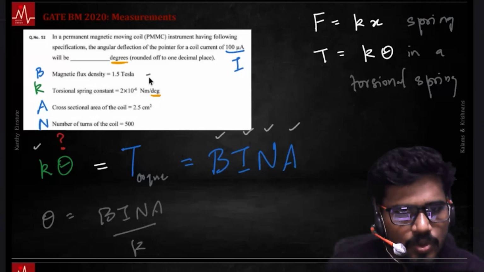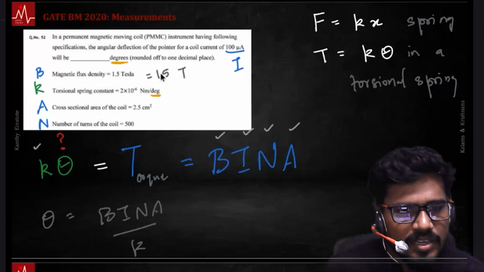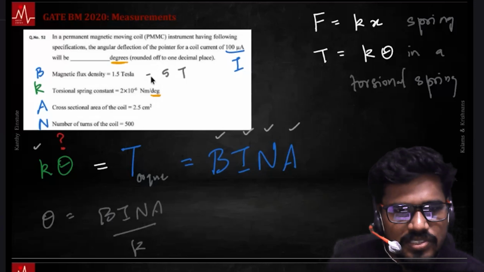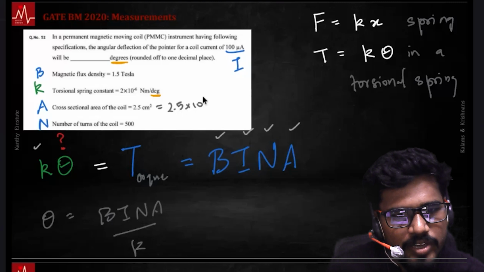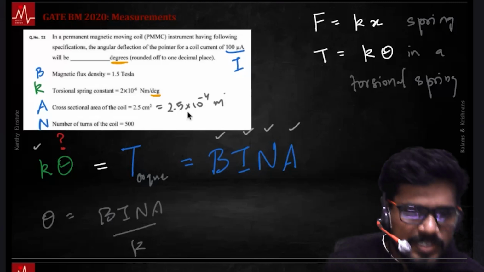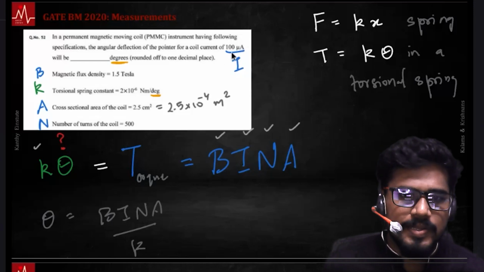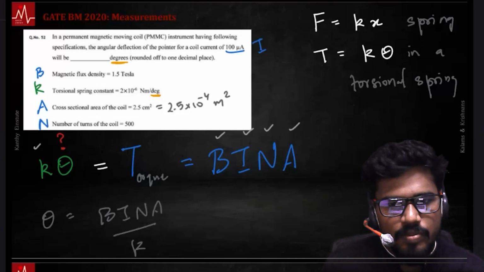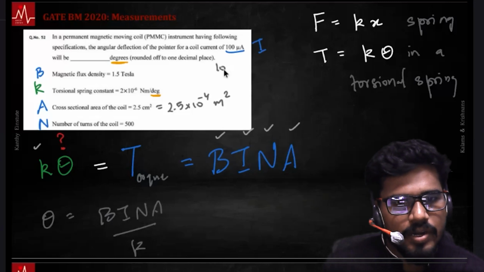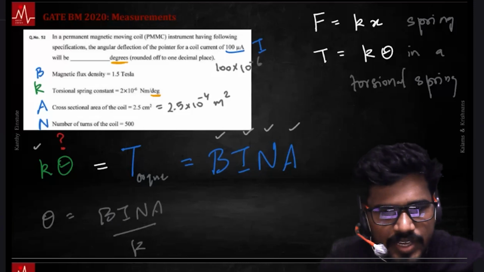In SI, this is 1.5 Tesla SI. Okay. Again, let's leave it as such. Let's not worry about it. And then, yeah, I will change this. Okay. 2.5, I'll change into 2.5 into 10 power minus 4 meter square. Number of turns, I'll leave it as such. This is 100 into 10 power minus 6. This term is I, okay? And what I'd be inputting is 100 into 10 power minus 6. So let's quickly make that substitution, find out what the answer is.